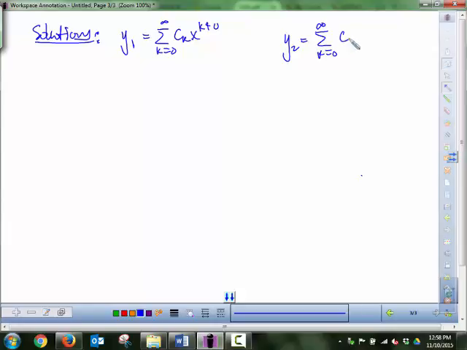And then y2 would be this strange looking power series with x to the 7/6.